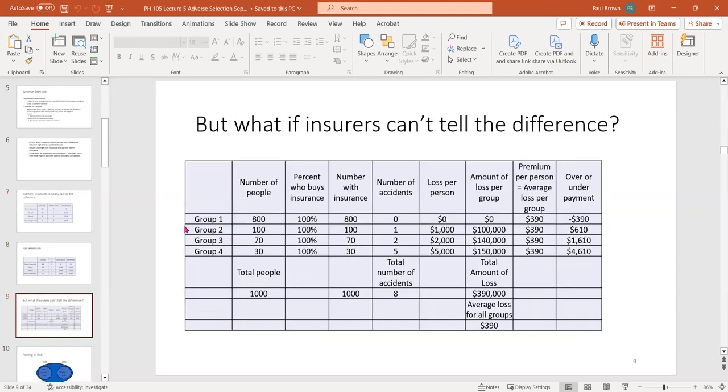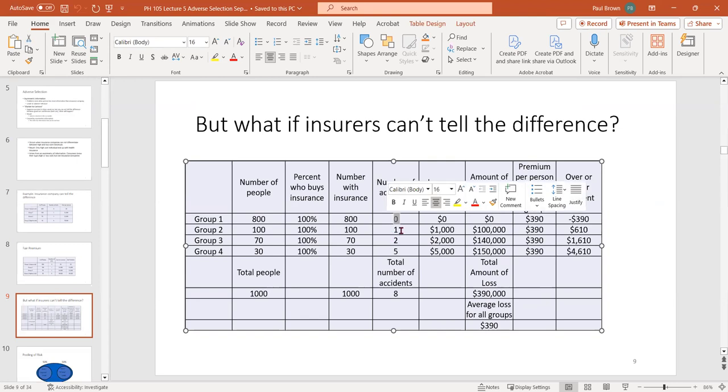Then we said, well, what if they can't tell the difference or they can't charge different amounts? Well, now everyone has to be charged the same amount, 390. So it means that these people here are paying 390, but their cost is really only zero. So they're getting a bad deal. These people here in group four are paying 390, but their cost is 5,000. So they're getting a good deal.